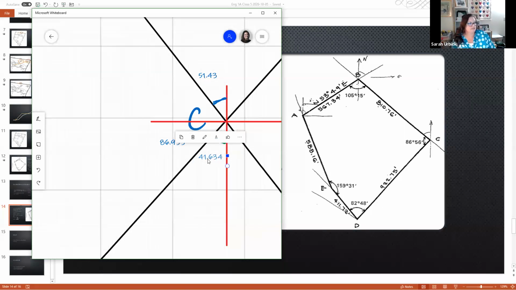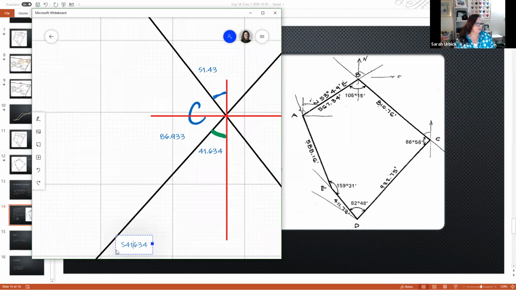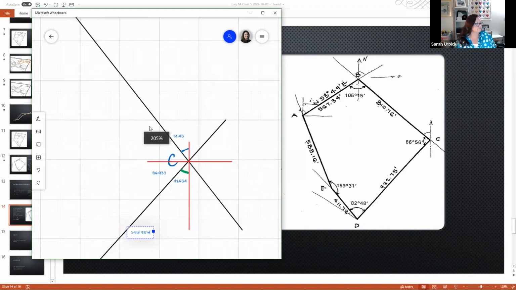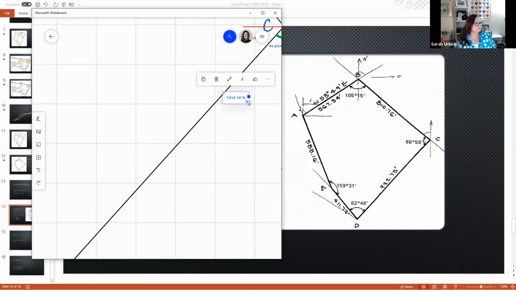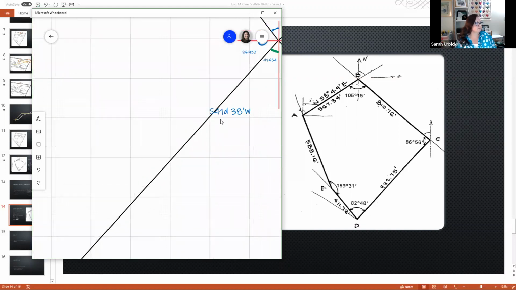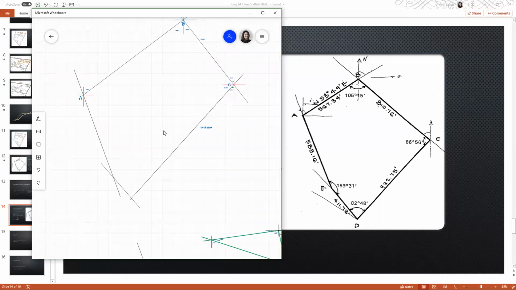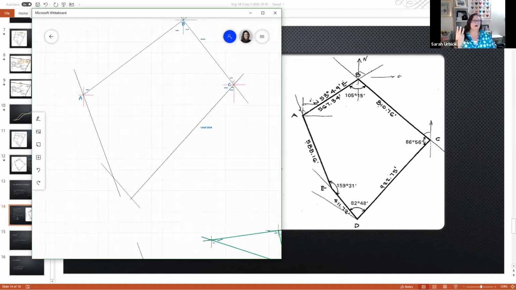So absolutely correct. That means our bearing for this line is going to be south 41 degrees, 38 minutes west. Okay, so we've got 3 of our lines.